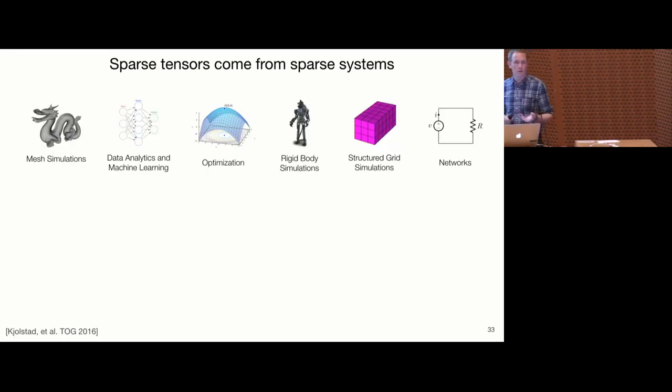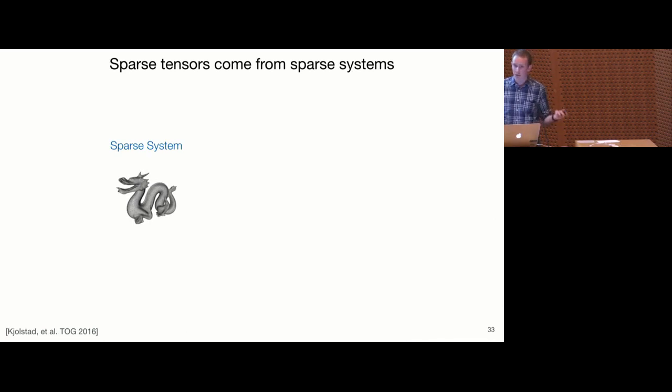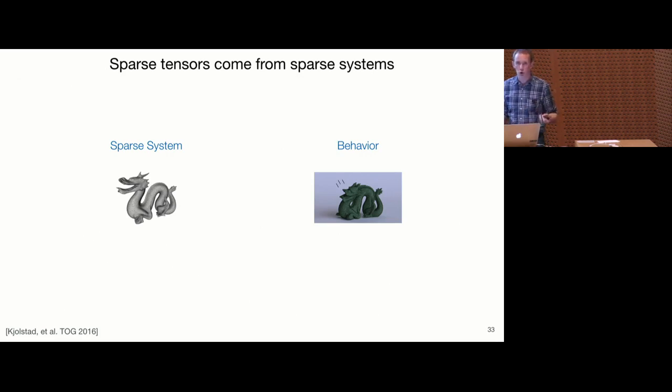So you often don't start with a sparse tensor. You start with some system you want to compute something on. So it could be a mesh you want to do a simulation on, or it could be a rigid body arrangement you want to do optimization on. So that you have a sparse system. And it's sparse because most pieces don't connect to most other pieces. And it's irregular because it's tetrahedral and not a regular grid. And then you have some behavior you want to do on that system, like the laws of motion, Newtonian mechanics or Lagrangian mechanics or something like that.